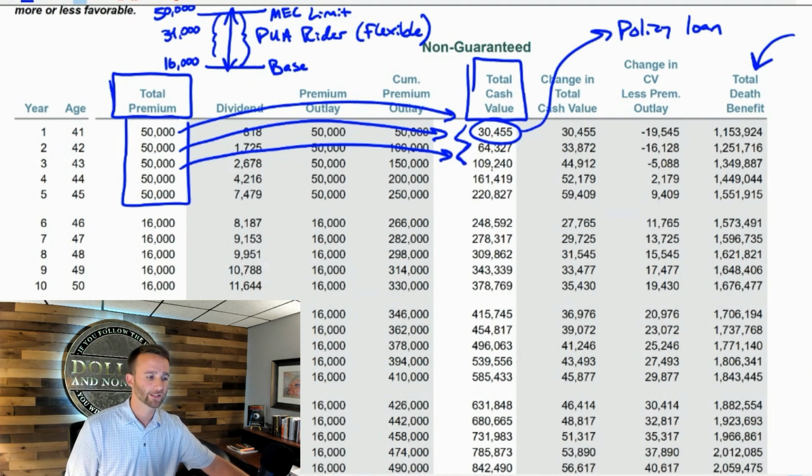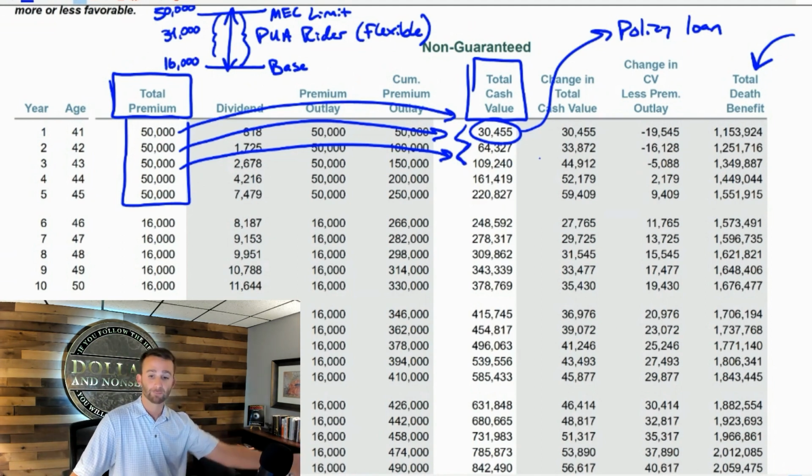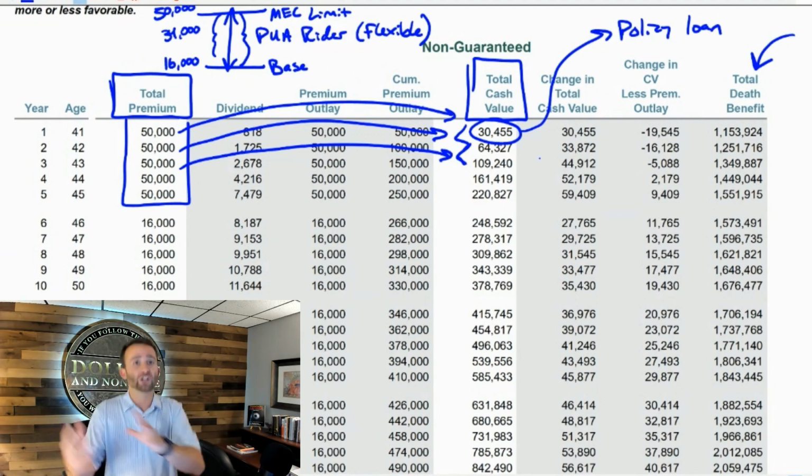Our cash value in year 3 grew by right around $45,000. So I put in $50,000, I get $45,000 of cash value to work with. That's right around 90%. So that's the other thing. What is the illustration good at showing? Just a typical trajectory of a policy.